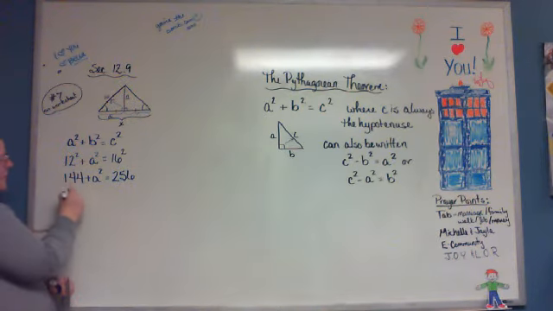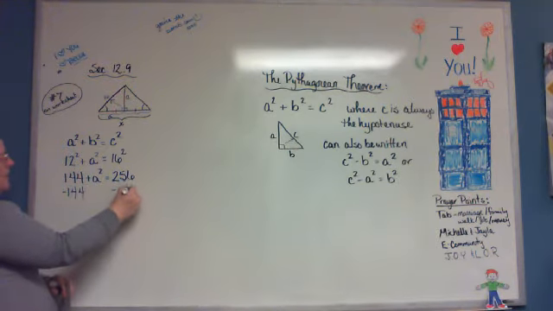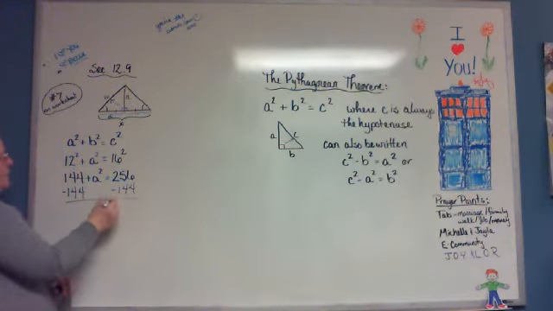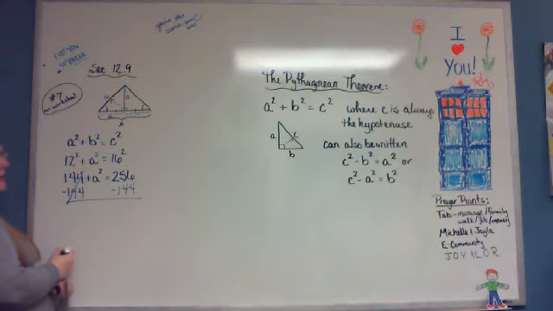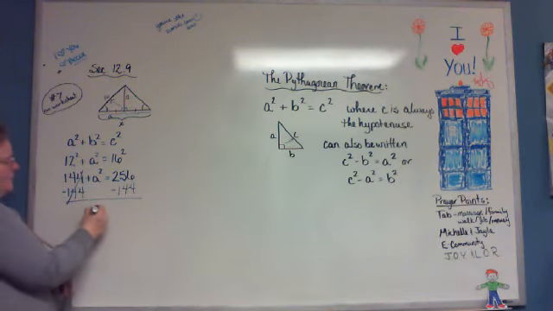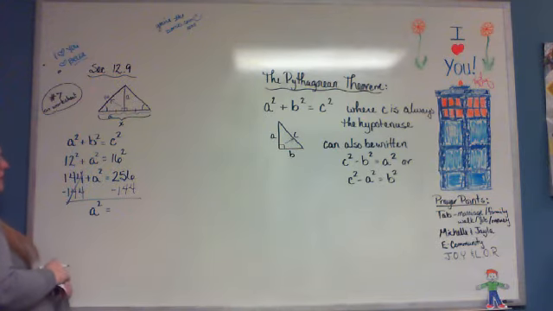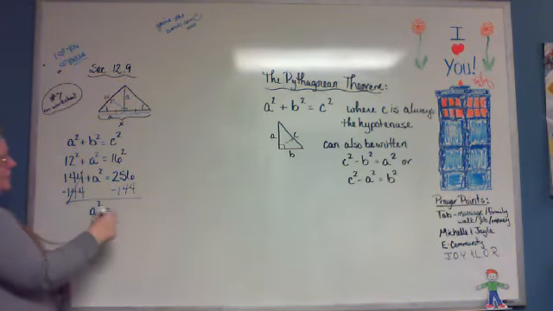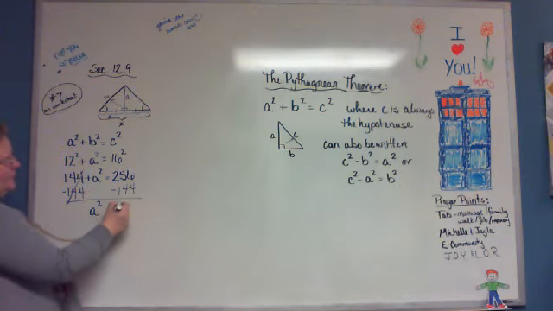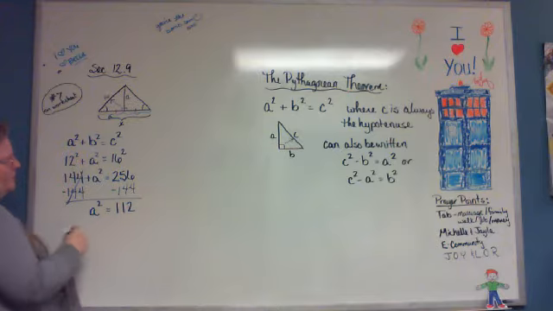And then I can subtract 144 from both sides. Now your book is going to tell you that you can use the calculator to figure these out. And I'll let you use the calculator to figure out the squares, but you can't leave your answer as a decimal. That's a big no-no. No decimal leaving. So 256 minus 144 is 112.